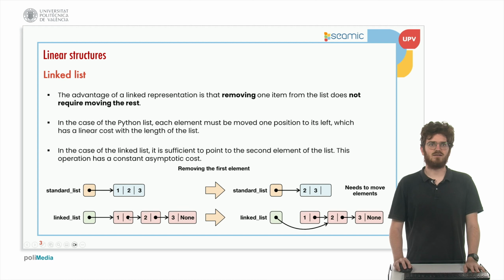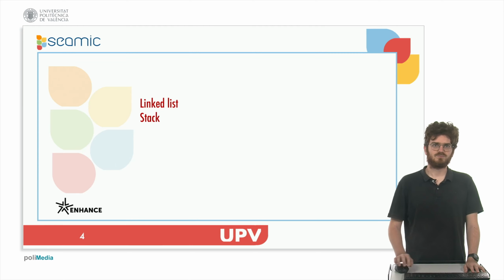Instead, if we use a linked list, we would have the linked list pointing to the first element of the list, and then the first to the second, and the second to the third, and the third to none. If we want to remove the first element, we just need to point the linked list to the second element, as shown here. Because this element is now an orphan, the garbage collector will delete it, and our linked list is now 2 and 3. And we only need to perform one operation, regardless of the length of the list.